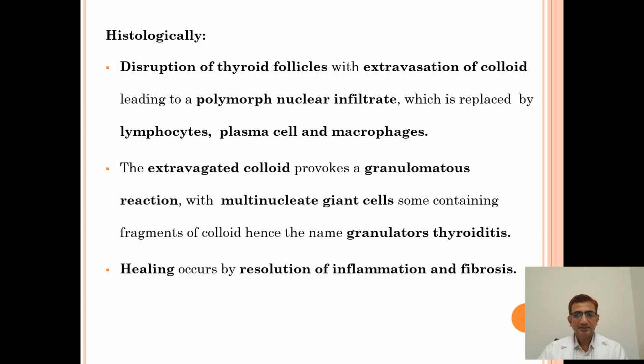Histologically, there is disruption of thyroid follicles with extravasation of colloid, leading to a polymorphonuclear infiltrate, which is replaced by lymphocytes, plasma cells, and macrophages. The extravasated colloid provokes a granulomatous reaction with multinucleate giant cells, some containing fragments of colloid. Hence the name granulomatous thyroiditis. Healing occurs by resolution of inflammation and fibrosis.